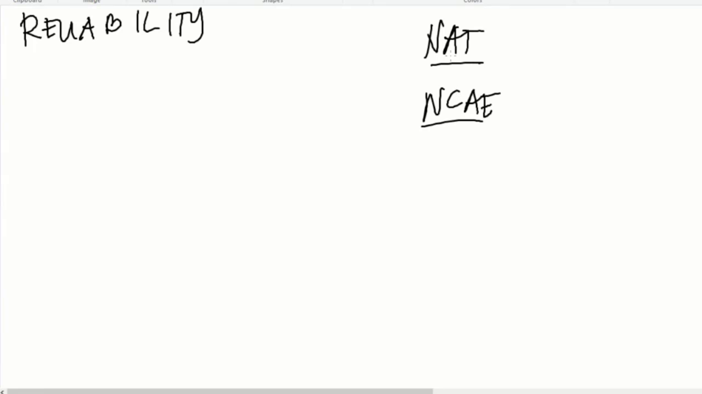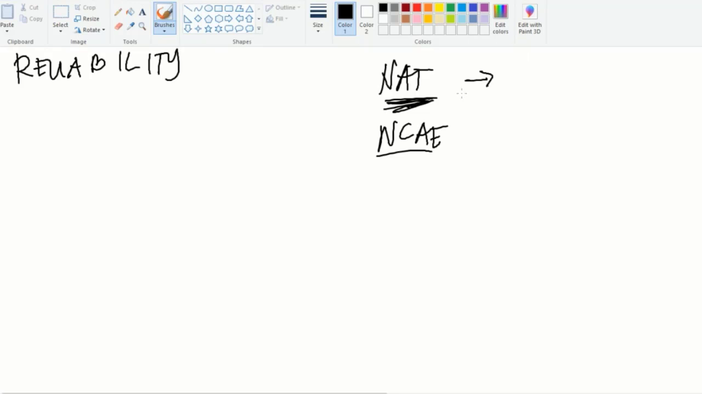Especially on NAT, National Achievement Test. Dito nakukuha yung English proficiency ng mga bata, dito nakukuha yung reading comprehension ng mga bata, dito nakukuha yung mathematical skills level ng mga bata. Those results actually show a lot of things about you. At yung mga results na yun ay ginagamit ng mga developers ng curriculum ng Philippines.